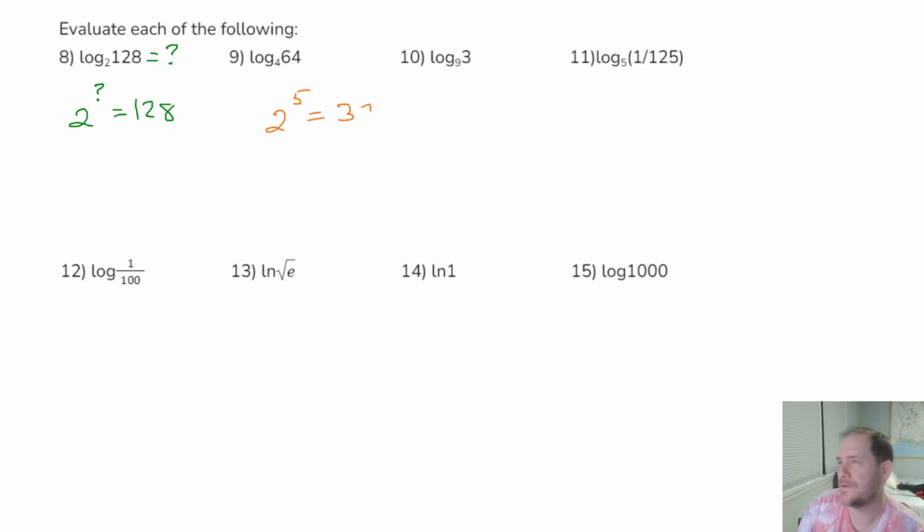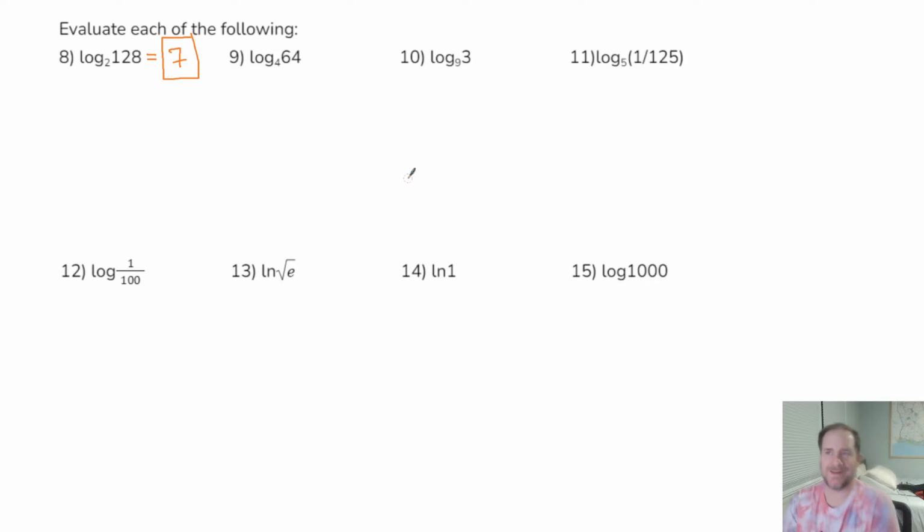2 to the 5th is 32. And that means that 2 to the 6th would just be 32 times 1 extra 2. So 64. And that means 2 to the 7th is 64 times 1 extra 2. So 128. So there you go. It's 7. And so since 2 to the 7th is 128, we know that this entire log just equals 7. And if you can do that in your head, then I don't need to see any work, really. You don't have to show me anything. You would just say, this expression equals 7. And 7 is honestly the only thing I need to see.